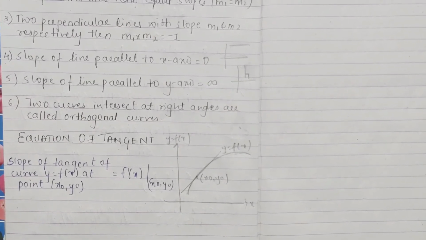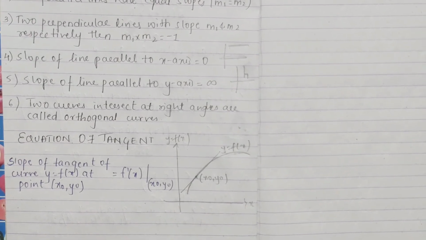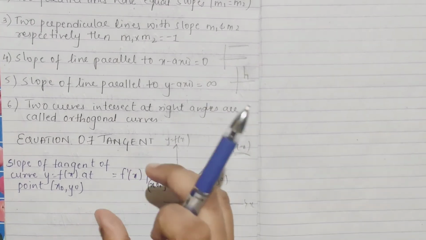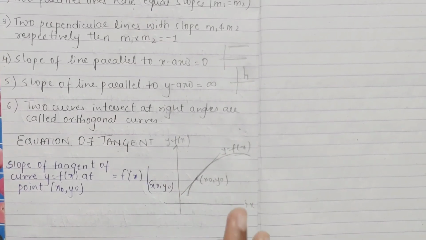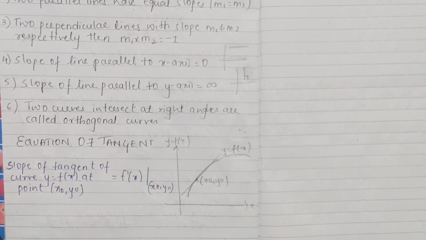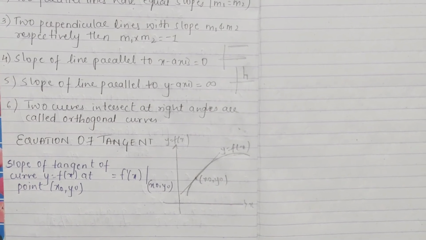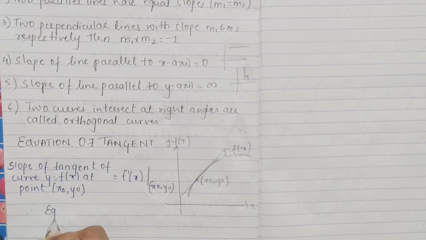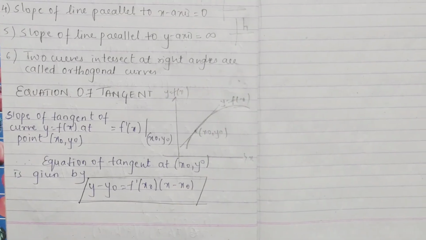So f dash of x at (x naught, y naught) is the slope of the tangent. Now we have the slope, and we have a point also. Considering that, we can find the equation of the tangent. Therefore, here is the equation of a tangent at (x naught, y naught).